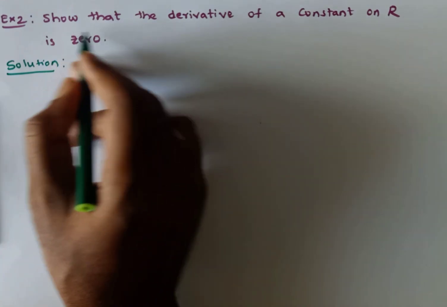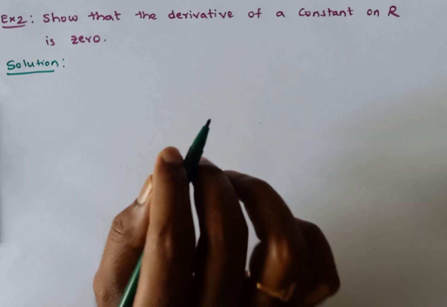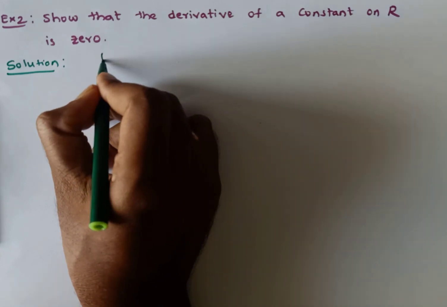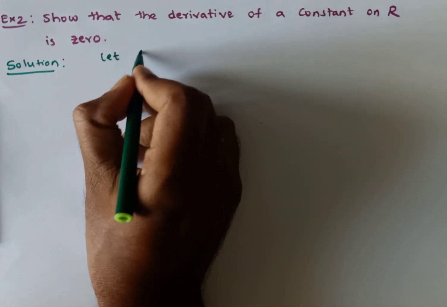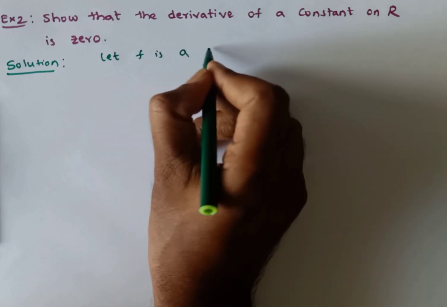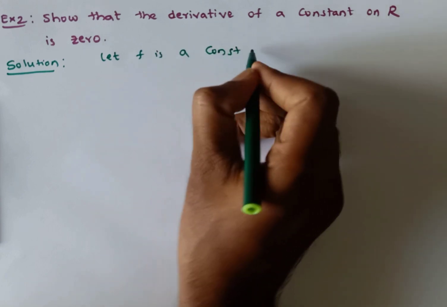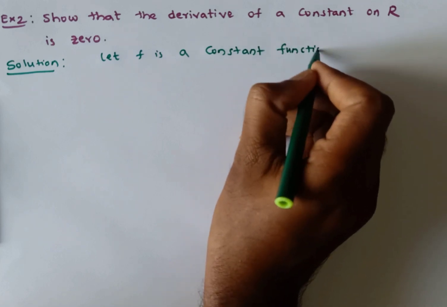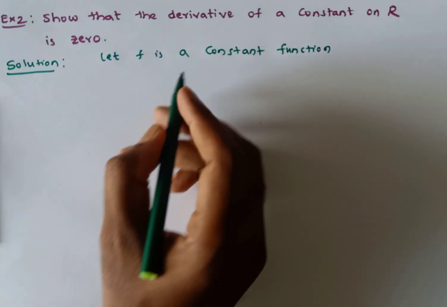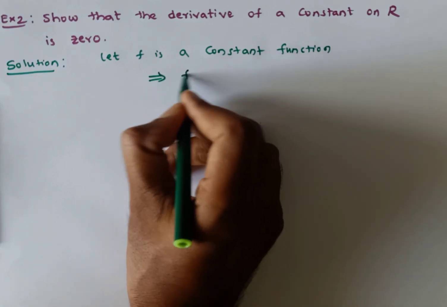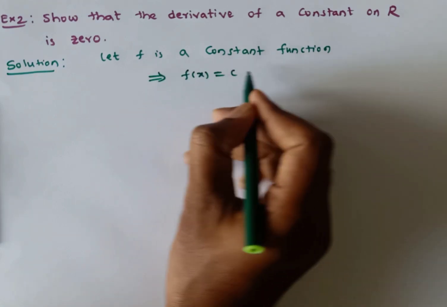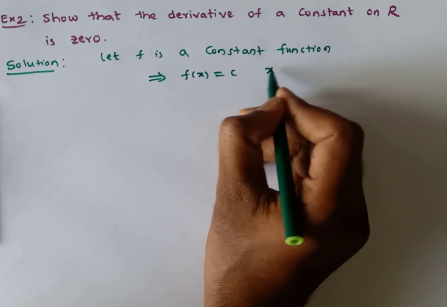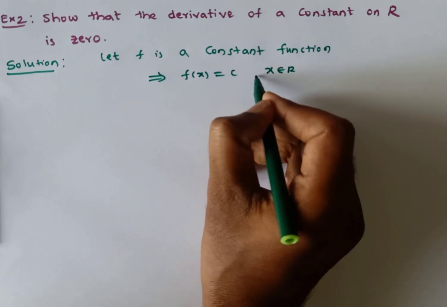So let's see the solution. What is given? We need to consider a constant function. Let f be a constant function. That means f of x equals c. Here x is any real number, so this is c for every real number.